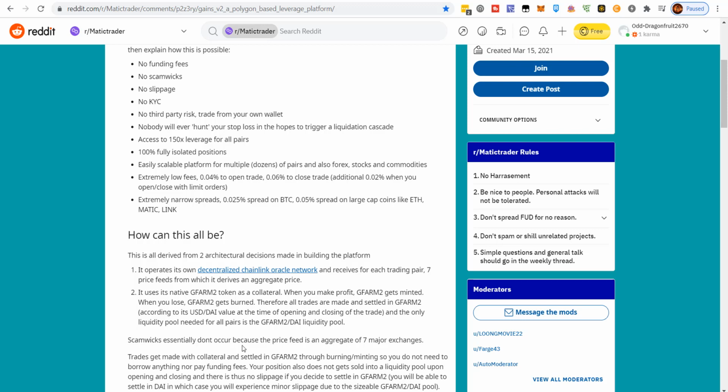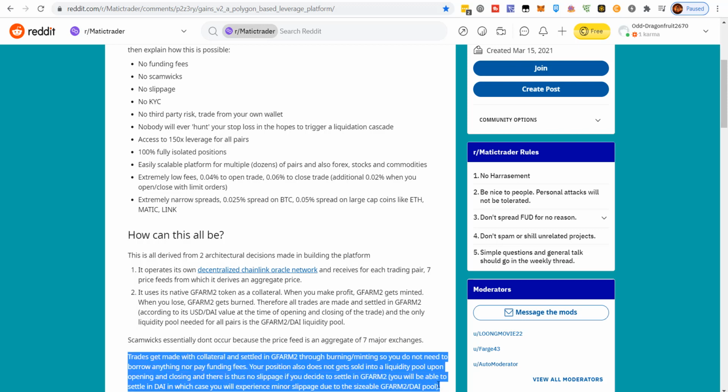We discussed that. Trades get made with collateral and settled in GFarm through burning and minting, so you do not need to borrow anything nor pay funding fees. Your position also does not get sold into a liquidity pool upon opening and closing, and thus there is no slippage. In the future you will be able to settle in DAI, in which case you will experience minor slippage due to the sizable GFarm and DAI pool. Right now, you can only settle in GFarm, their native token.